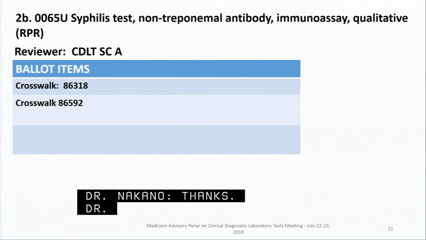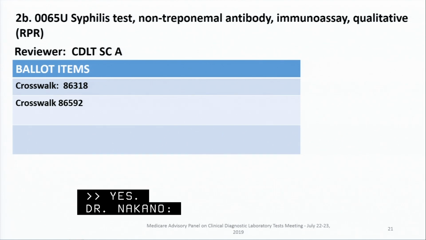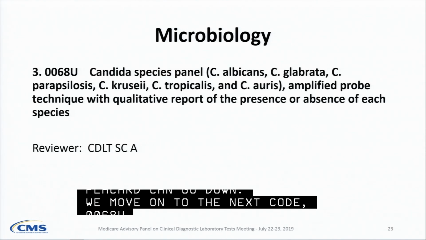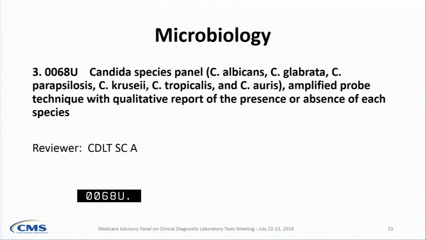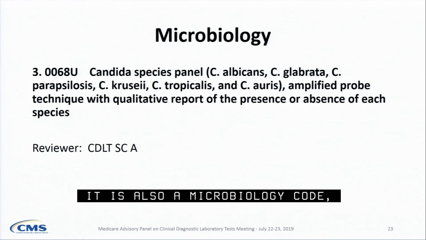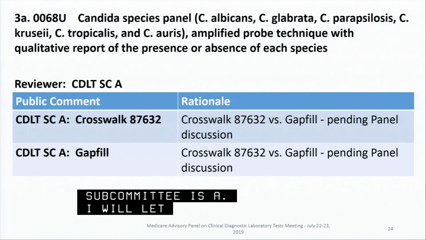All right. Placards can go down. We're going to move on to the next code, and that is 0068U. It's also a microbiology code. It is a Candida species code, and the subcommittee is A, and I'm going to let them continue the discussion through Dr. Bossler.